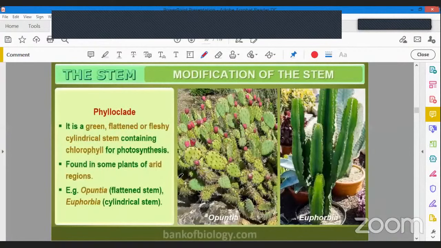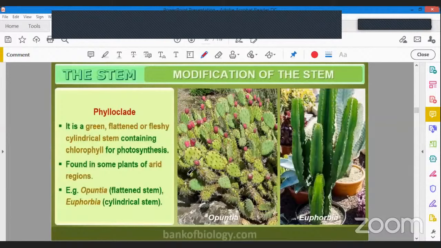Done. So next one, phylloclade. So what is a phylloclade? Phylloclade is a flattened or fleshy cylindrical stem containing chlorophyll for photosynthesis. It is found in plants of arid regions. Okay. So remember this here. The classical example for it is cactus, that is opuntia. The stem is flattened and it is green, okay, because of the presence of chlorophyll, and it can perform photosynthesis.